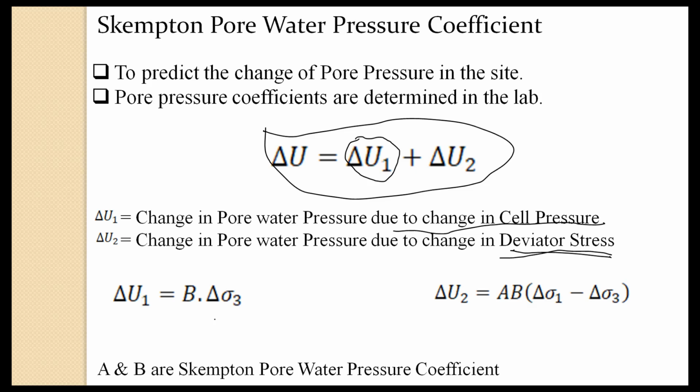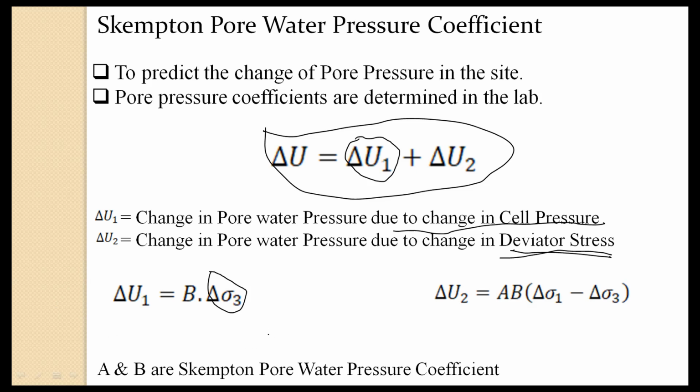Okay, so first of all, coming to the del U1 part. Del U1 is equal to B into delta sigma 3. Delta sigma 3 means the change in sigma 3, the change in cell pressure. I have already told you that del sigma 3 is only dependent on the change in cell pressure. So delta U1 is related to delta sigma 3 like this: delta U1 is equal to B into delta sigma 3, where B is one of the Skempton pore pressure coefficients.